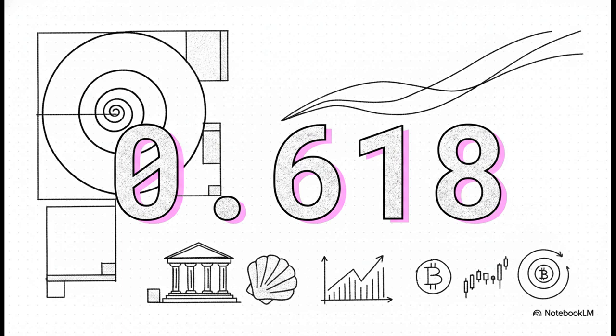Take a look at this simple yet incredibly powerful number, the golden ratio, 0.618. Now, on the surface, it just looks like a random string of digits, right? Just a fraction. But in reality, this specific decimal acts as the foundational building block for structure, balance, and harmony across the entire universe. It's a mathematical constant that has literally fascinated architects, artists, and now financial traders for centuries.